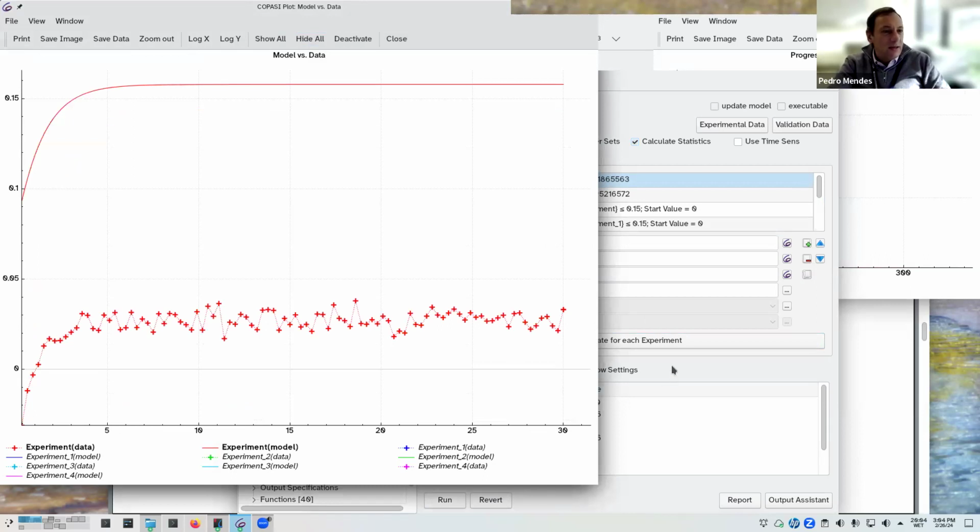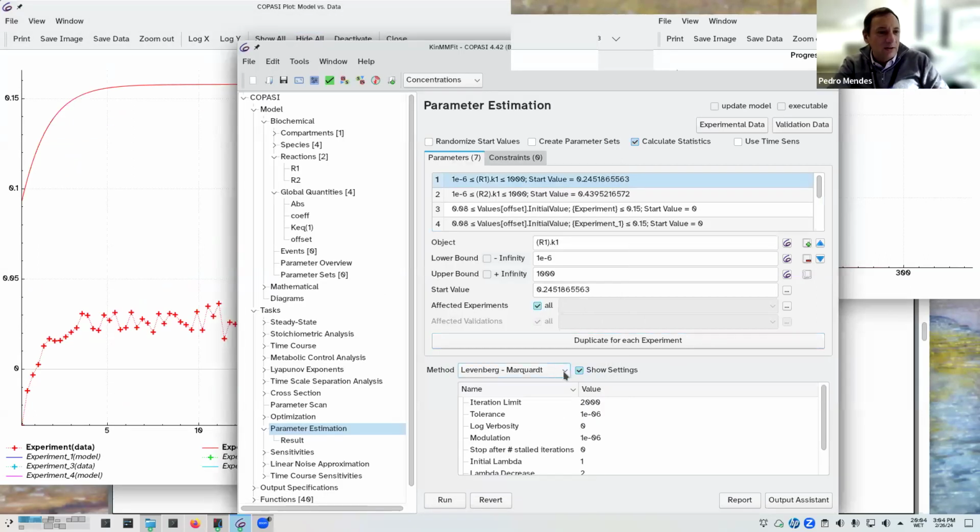And that's now weird. This may be because Levenberg-Marquardt is not doing the best job. So let's look at other algorithms. By the way, we now have 7 parameters, right? So it's the 2 kinetic constants that we were fitting, plus 5 initial offsets.